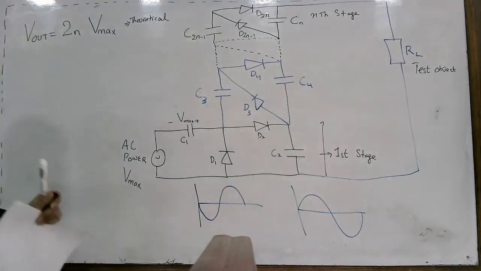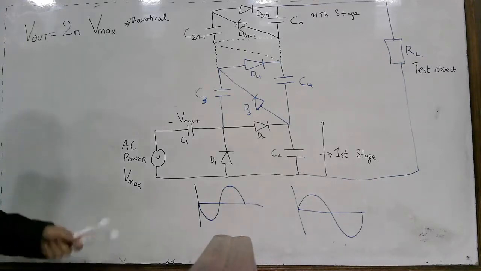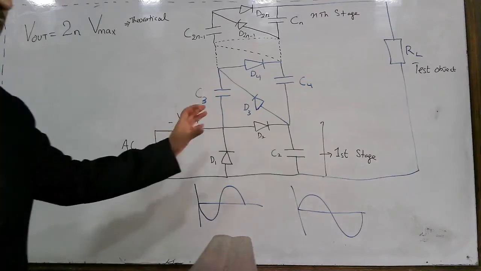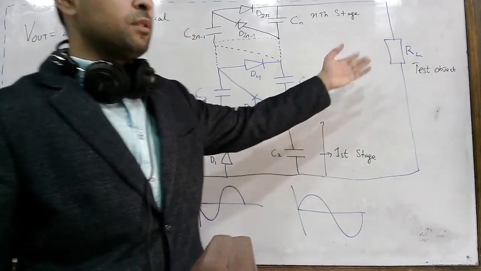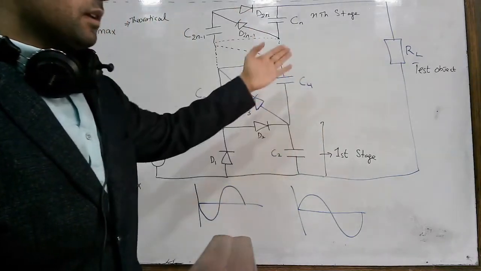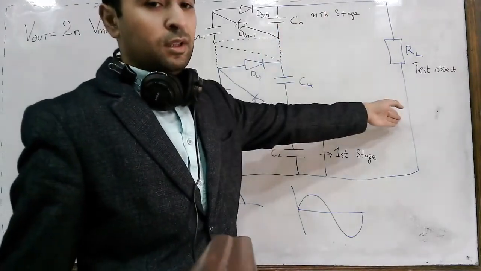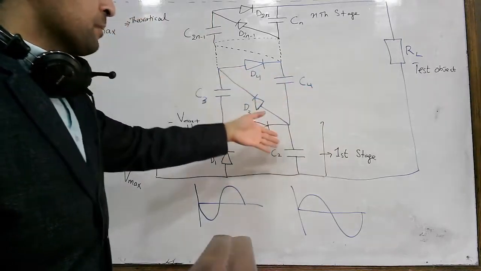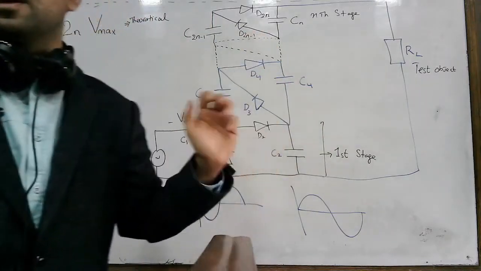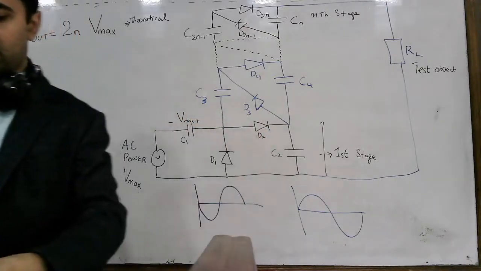Now this is truly the theoretical concept, and practically this value appears, but as soon as you connect the test object, or even an object for measuring the high voltage, it draws current, even in microamperes or milliamperes. What happens as a result? The voltage drops. So the practical voltage is not twice that voltage.